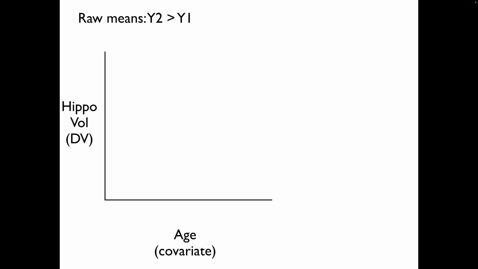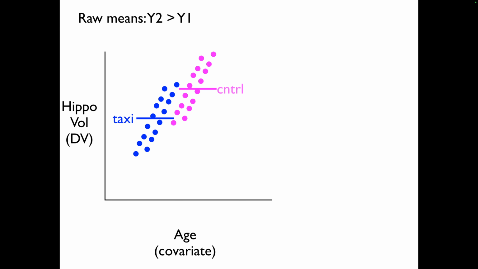Let's say in our hippocampus experiment, we didn't do a good job of equating the two groups on age. So let's say we have our taxi drivers in blue and our control non-taxi drivers in pink. And you can see that the hippocampus volume of the taxi drivers is lower on average than the hippocampus volume of the controls. On that vertical axis, taxi drivers are lower, controls are higher.